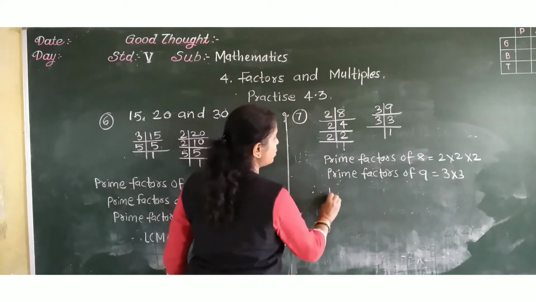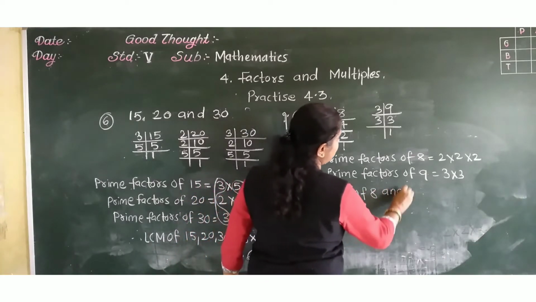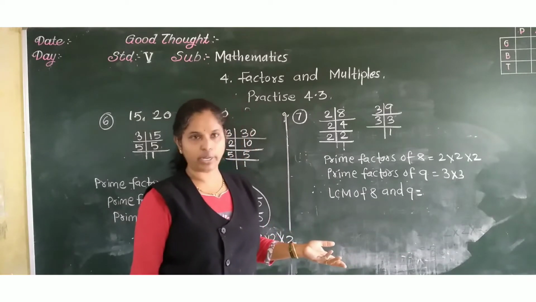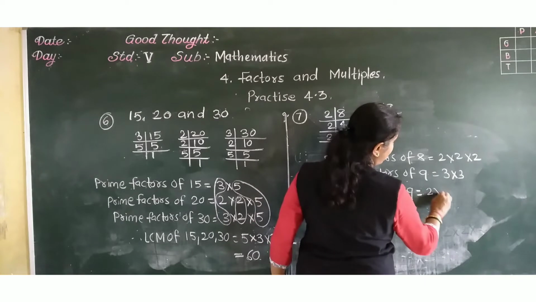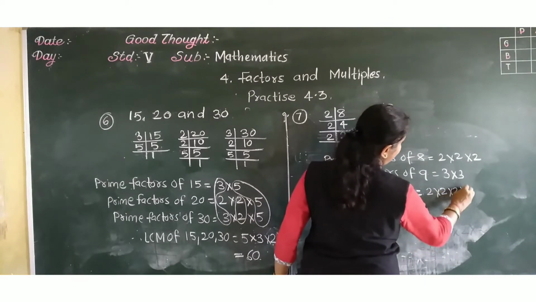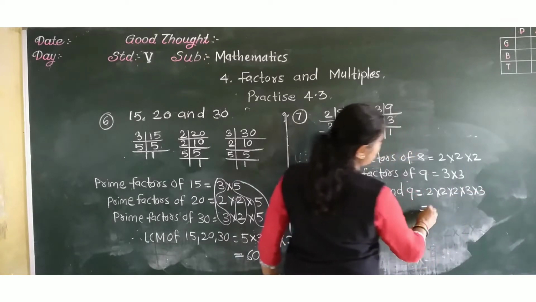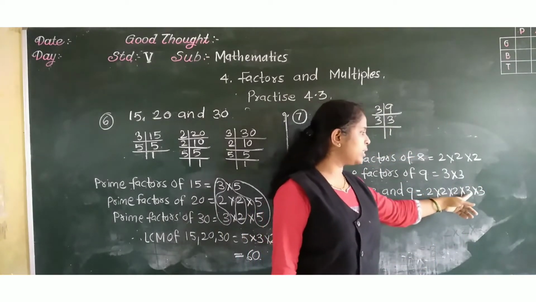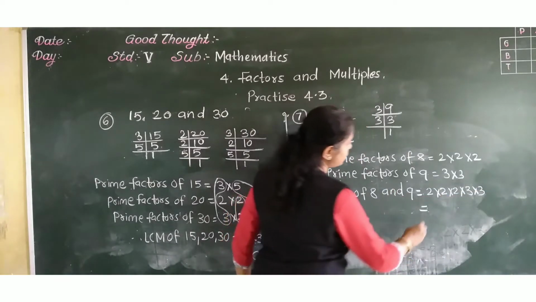So therefore LCM of 8 and 9 is equal to, even though common factors are not there, we have to write all the factors. That means multiply all factors. 2 into 2 into 2, then 3 into 3. Now see here, 2 2s are 4, 4 2s are 8, 8 3s are 24 and 24 3s are 72.